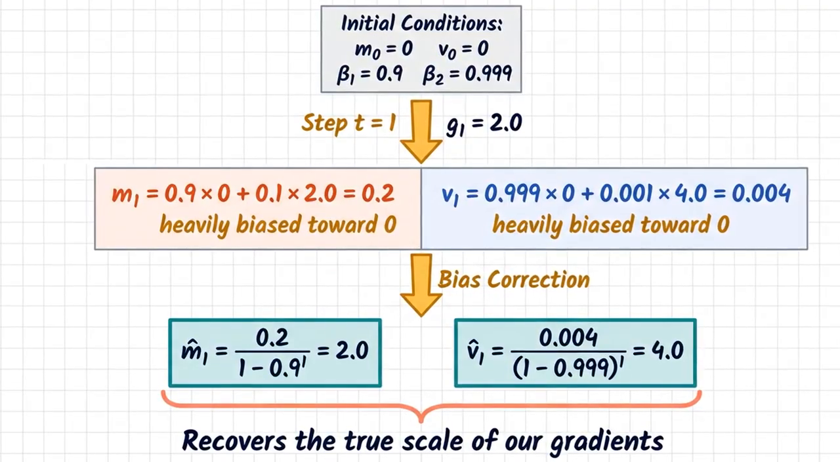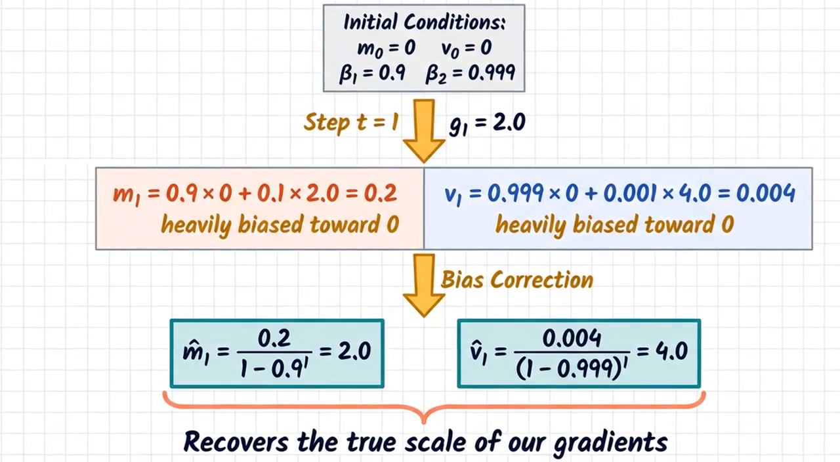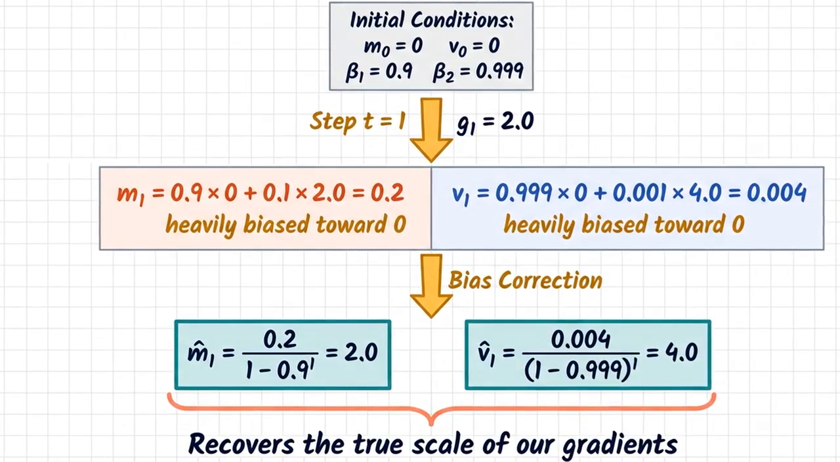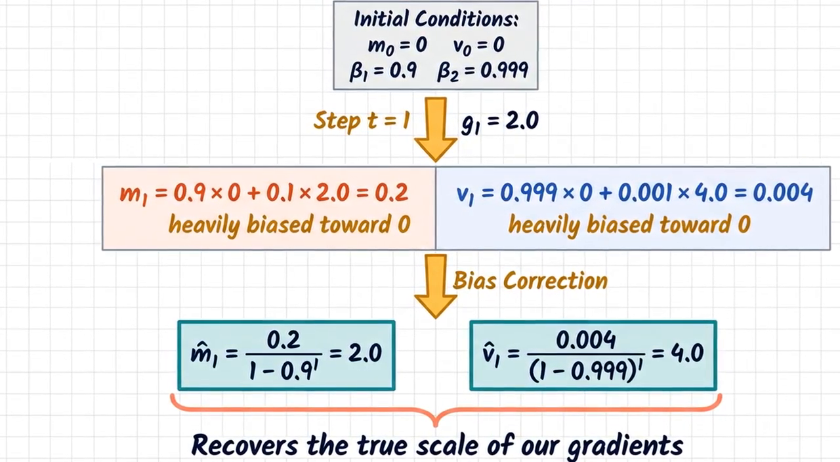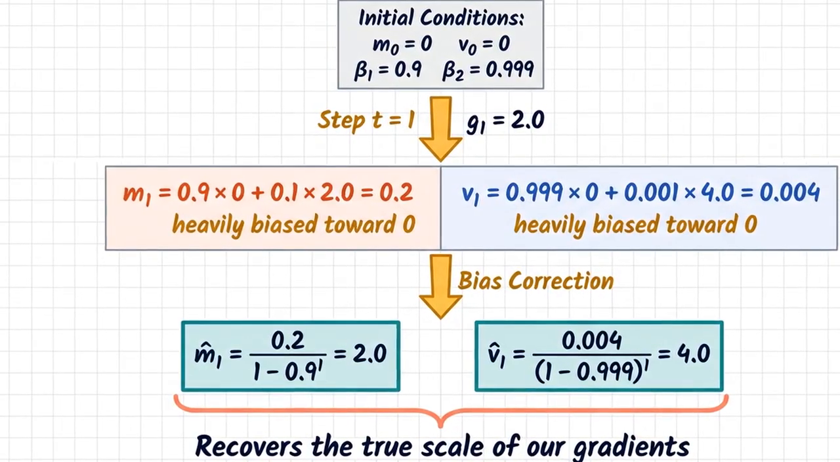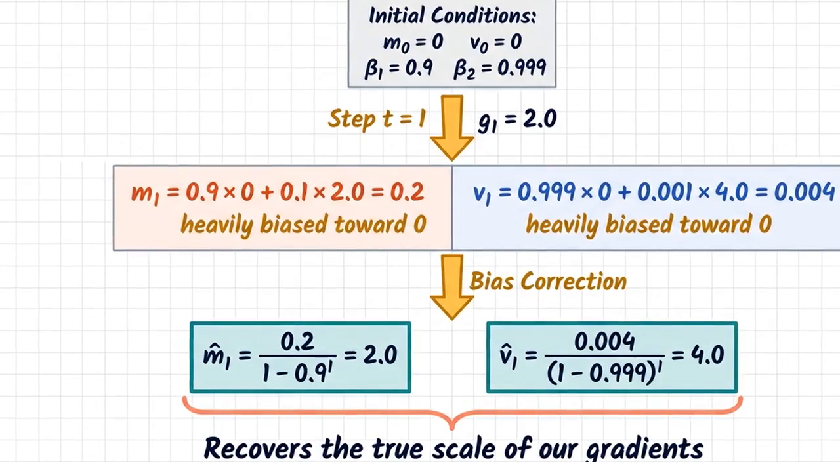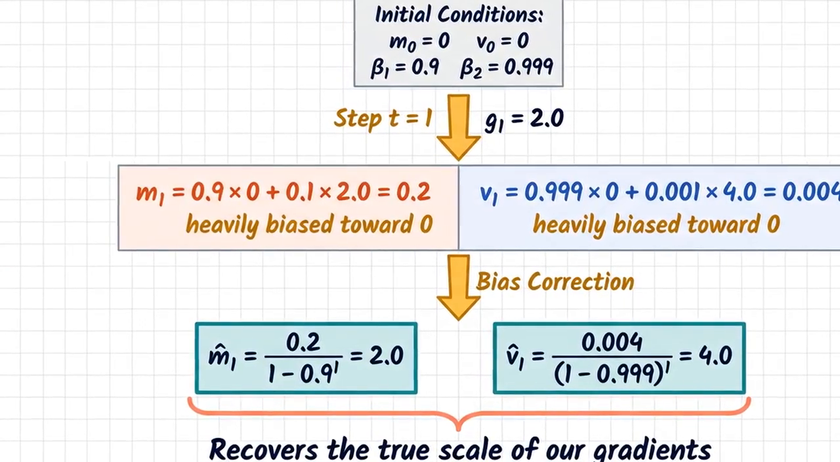Applying bias corrections yields m hat sub 1 equals 0.2 divided by the quantity 1 minus 0.9 to the first power, which equals 2.0, and v hat sub 1 equals 0.004 divided by the quantity 1 minus 0.999 to the first power, which equals 4.0, which recovers the true scale of our gradients.